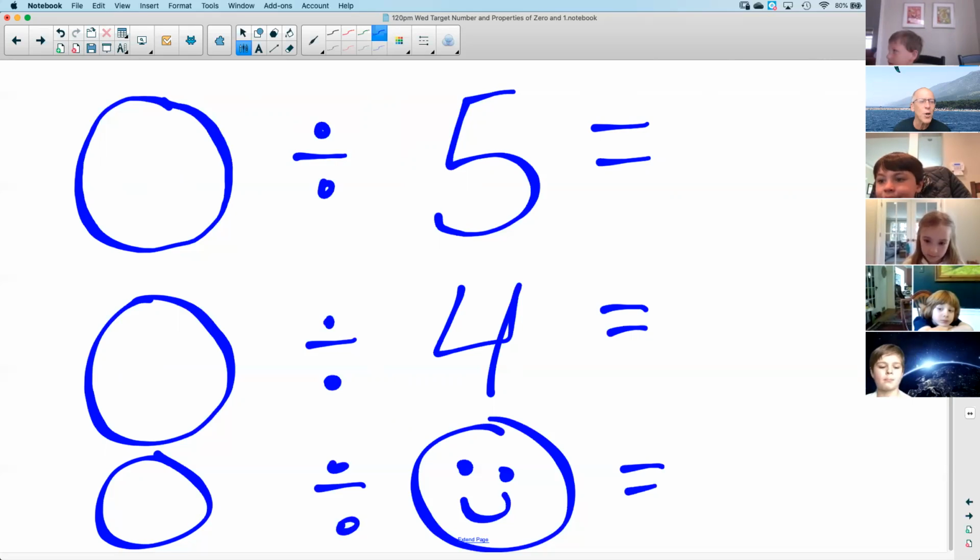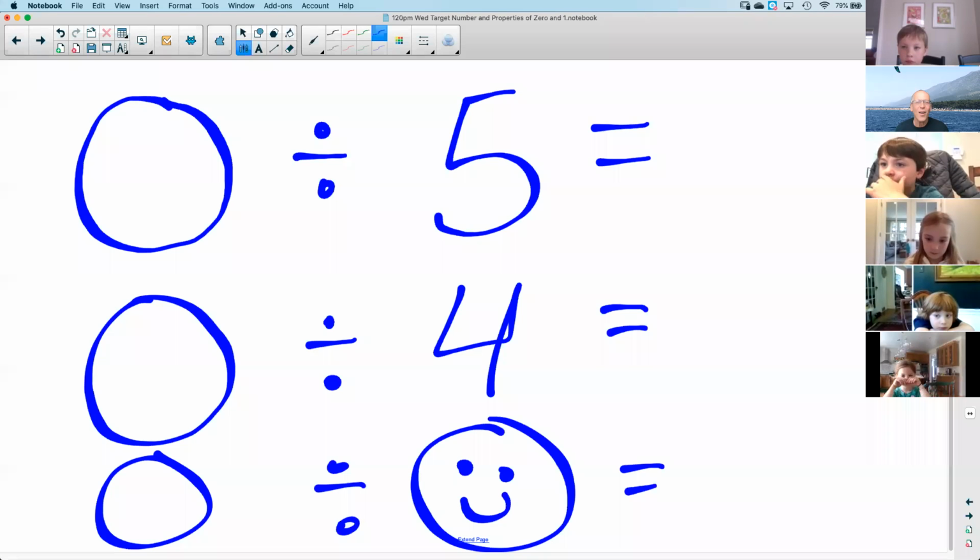That's a little strange. Who thinks they know the answer to this one? Come on, I want to hear you guys and all your great answers. Nobody even has a guess as to what happens when you do that? Okay, I've got the first brave soul. Victoria, go for it. I think 0 divided by smiley face would probably be 0.